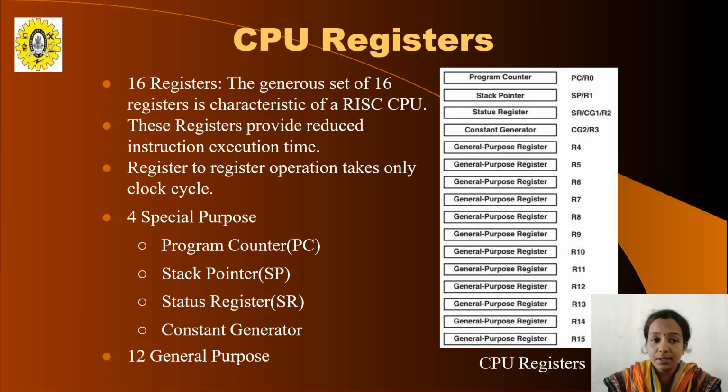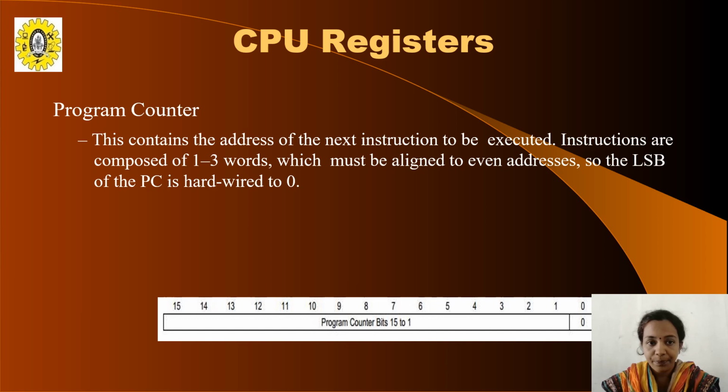A generous set of 16 registers is a characteristic of a RISC CPU. These registers are usually for storing the programs and the instructions. Register to register operations take only one clock cycle. 4 special purpose registers are there: one is the program counter, next is the stack pointer, the status register, and the constant generator. 12 general purpose registers are there.